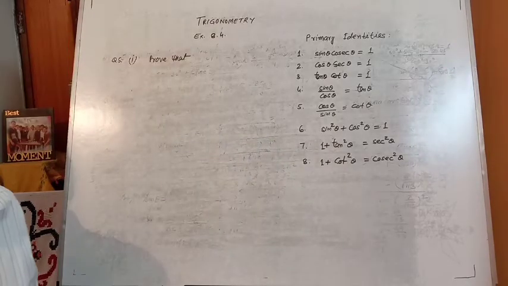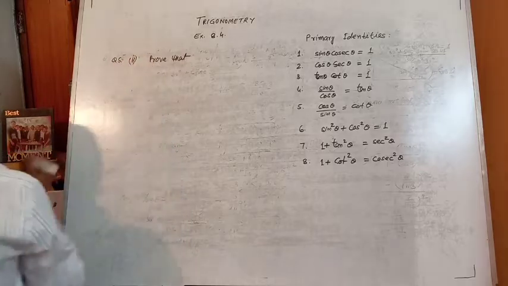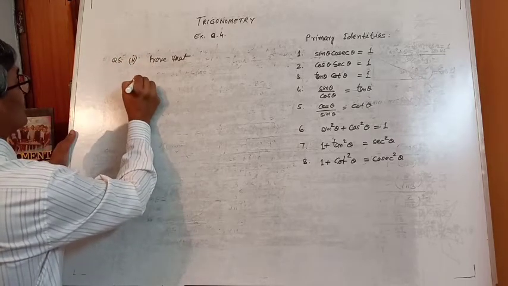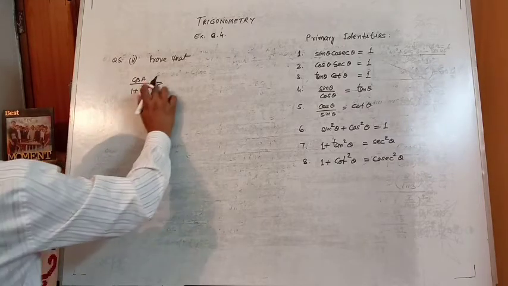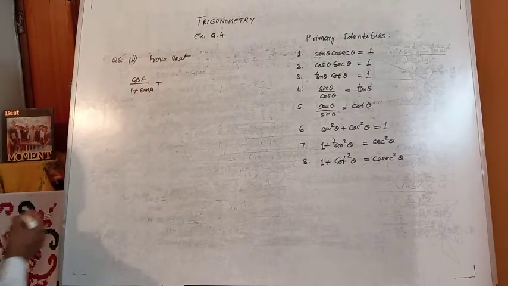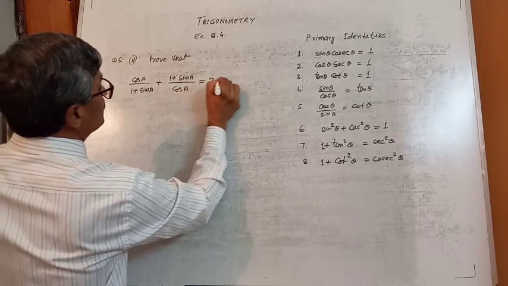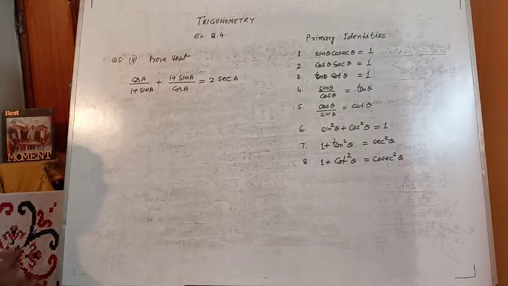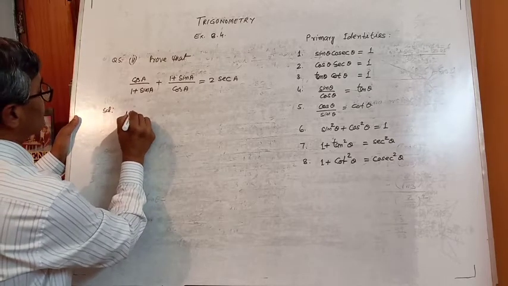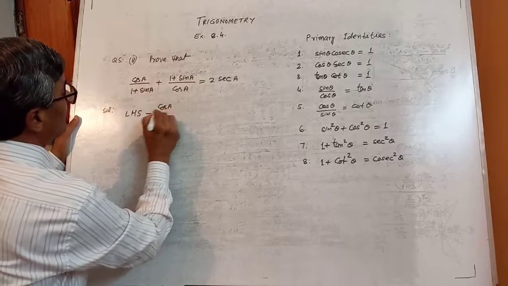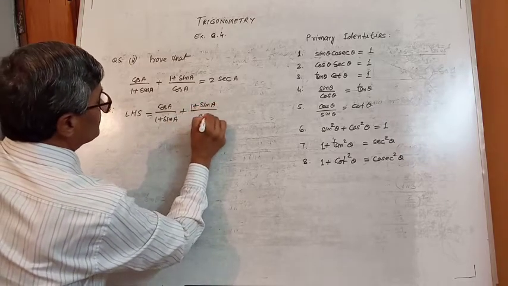Next part. Second: cos A upon (1 plus sin A) plus (1 plus sin A) upon cos A equals 2 sec A. This we have to prove. Again, take LHS. Solution. LHS: cos A upon (1 plus sin A) plus (1 plus sin A) upon cos A.